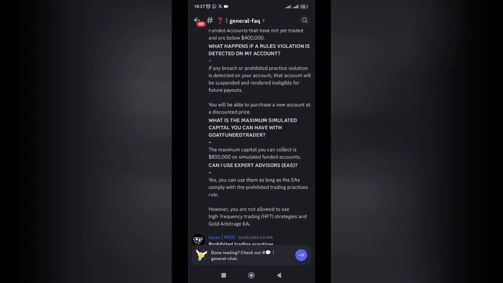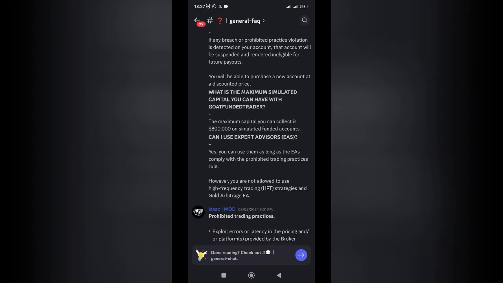Can you use expert advisors? Yes, you can use them as long as EAs comply with the prohibited trading practices rule. My bros on my traders, because we have six here too, if you are trading directly, please take note of this carefully. If you see things which are not clear, just try to stay clear. Because if you use this, you have to confirm before you even start using this EA. If you try to use your EA and it doesn't work well, that might be an issue. So you have to confirm with them before you start using the EA.